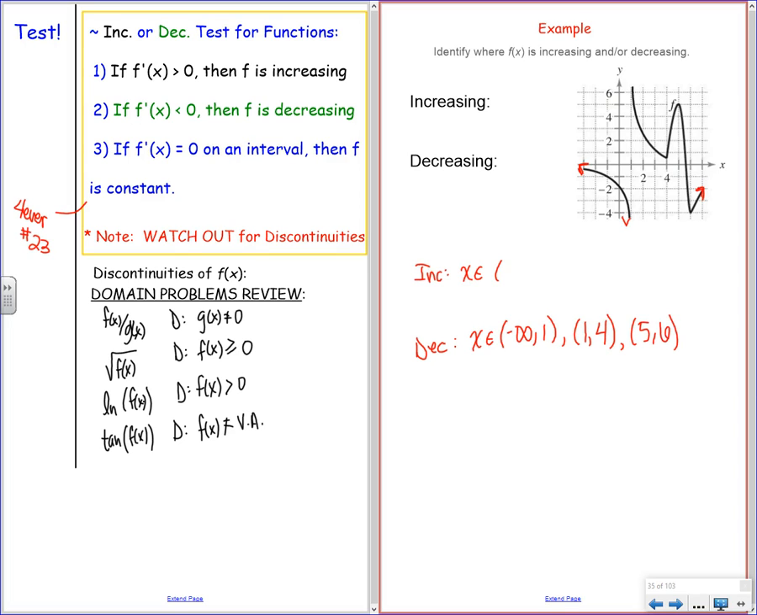So where is it increasing? 4 to 1. Good, 4 to 5. Now, hold on, are we gonna include 5 or not include 5? What's the slope of the tangent line at the smooth turn? 0. But is that increasing or decreasing?